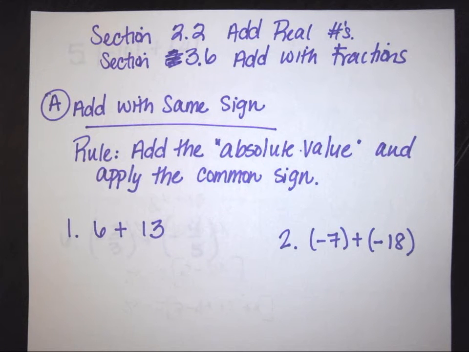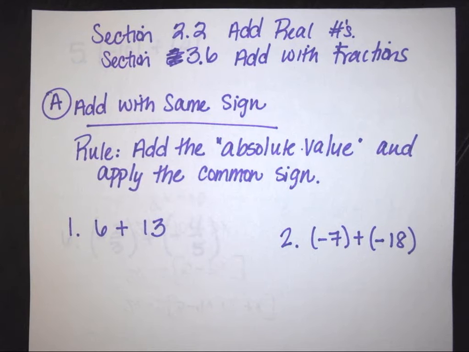Okay, welcome back. In this lecture, we're going to be talking about how to add numbers or add fractions together. So the first thing we're going to look at is the basics behind adding numbers that have the same sign together. The rule that you want to follow essentially says that you want to add the absolute value of those numbers, and then you're going to apply the common sign to the solution.